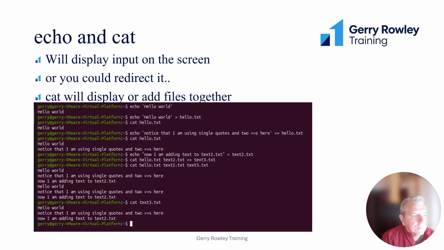And then in the next line, I'm going to echo, I'm now adding text to a second file called text2.txt, which I'm creating. And then in the next line, I'm showing you that you can cat more than one file at a time. And in this case, I'm catting hello.txt and text2.txt, and I'm sending the output to text3.txt. So there's a lot of me talking there, but again, if you wanted to pause the video and play with the commands you've seen so far, now is a good time.